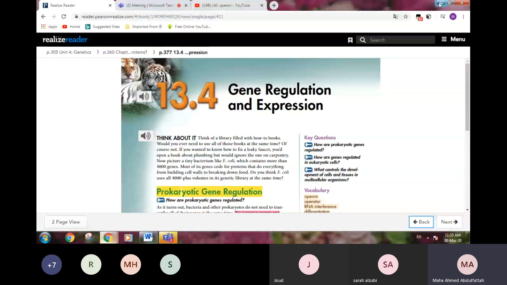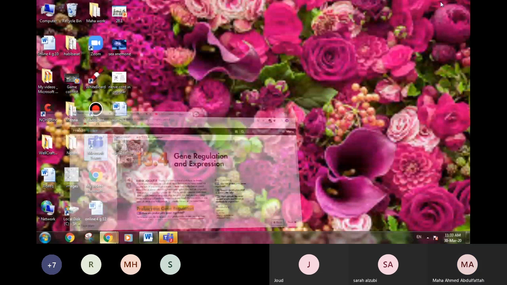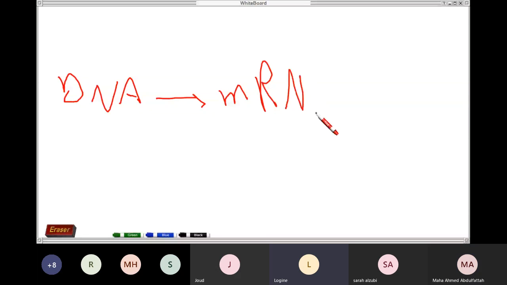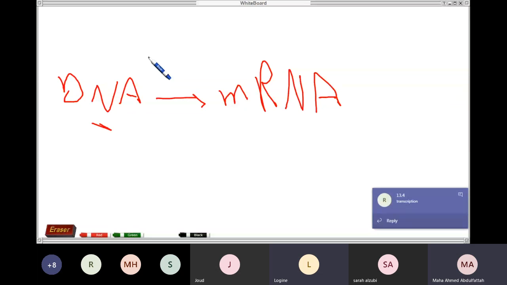If we make some quick revision here, you remember that a segment of DNA is changed into messenger RNA by what? By a process called what? A segment of DNA is copied into a messenger RNA by a process we call what? Yalla girls, do you remember? Yes, transcription.